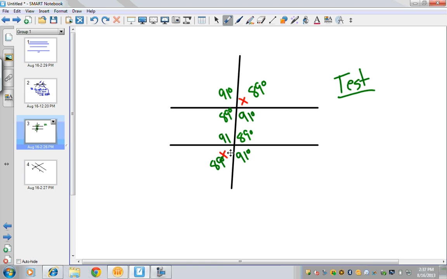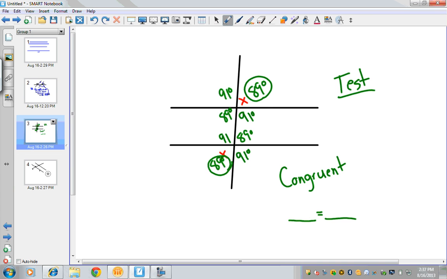Hey, look at that. Based upon our test, they would both be 89 degrees. So you would say that these two angles are congruent. And then you would take those two angles and set them equal to each other and solve. Now I didn't use an example, so that's as far as we're going to go for this example.